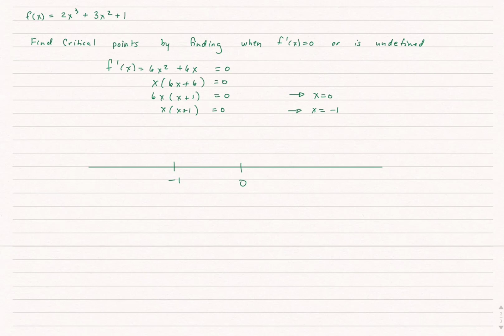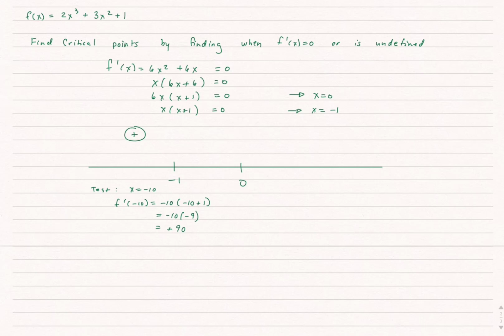So I'm going to see what happens first from -infinity to -1. I'm going to pick a test point of, let's say, x equals -10. So f prime of -10 is -10 times (-10 plus 1). That's -10 times -9. A negative times a negative is a positive. So that means I'm going to be increasing in the section from -infinity to -1.